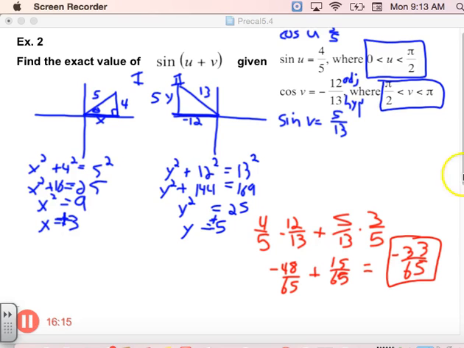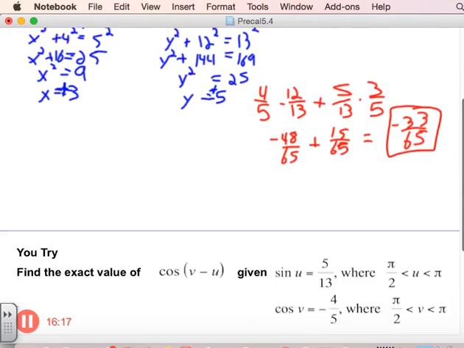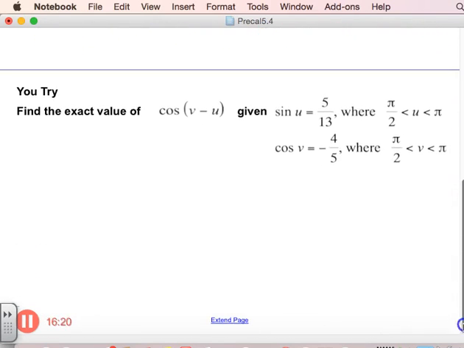All right, so now let's let you guys try one. Okay, so first you want to, of course, figure out the other two trig functions. You're given sine of u and cosine of v. So you want to draw your triangles and solve using the Pythagorean theorem for your third side.